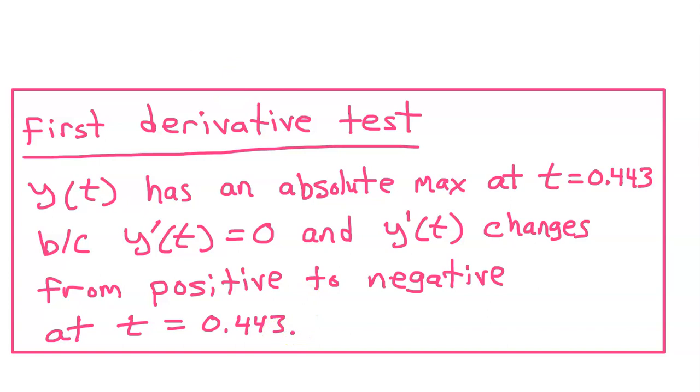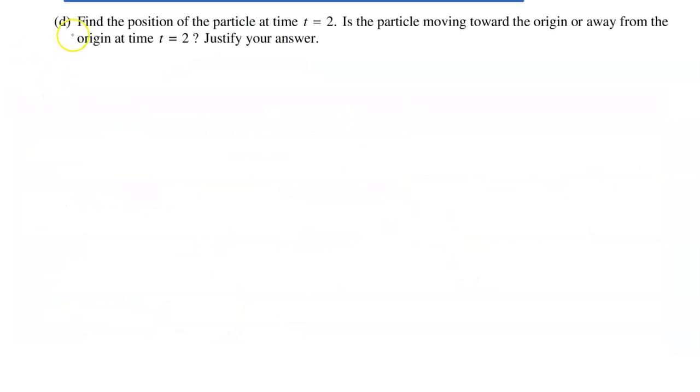So the theory behind this is if the derivative is positive, that means the original function is increasing. If the derivative is negative, that means the original function is decreasing. So if the first derivative goes from positive to negative, it means that you must have a maximum at that particular t value.